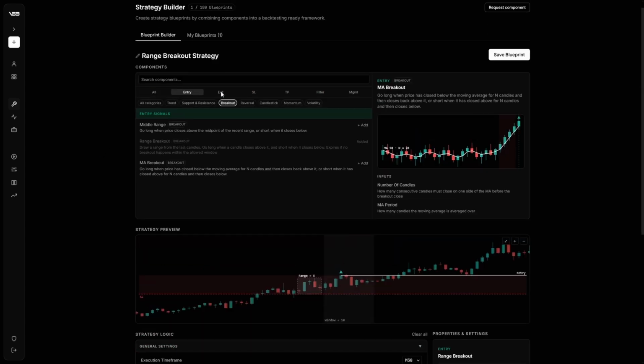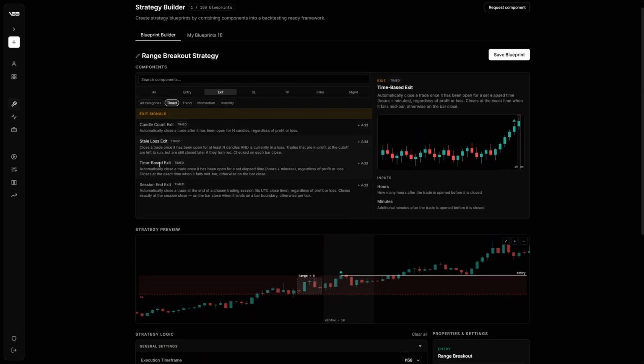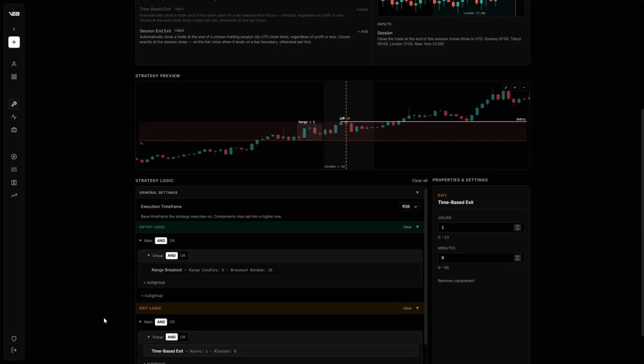Now, for the exit components, I'm going to use a time-based exit. And what this basically does is once a trade is open, it will be closed after a fixed number of hours if it didn't reach either the stop loss or the take profit levels yet. The only input we are going to mess around with is how many hours after the entry before we close the trade. So every trade has a fixed lifespan. And I'm not going to optimize the minutes because that's a lot of granularity that I just don't need.